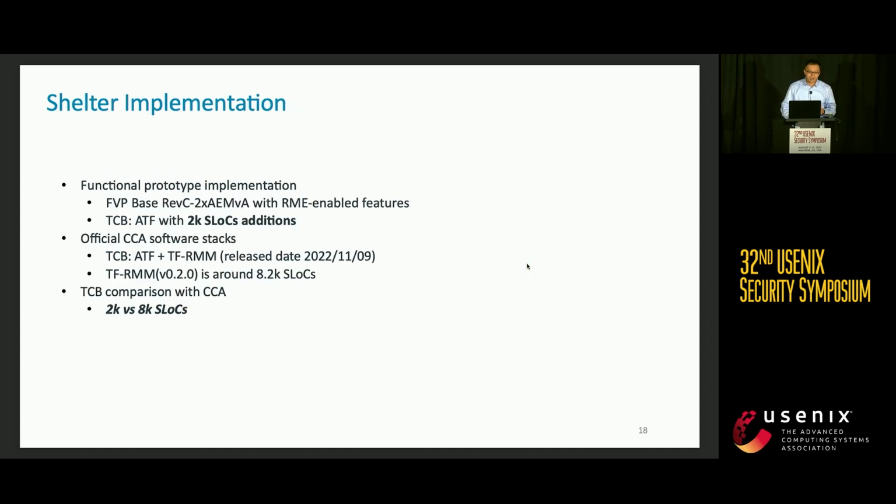And also, we do the implementation for shelter. First of all, we implement shelter on FVP. Okay, basically we are trying to prove the functionality to say that hey, this is feasible. And the TCB for shelter is 2K. Okay? And we also compile CCA, which was released last year, November. So they released the RMM, those kind of modules. CCA is about 8.2K, okay? That's compared to ours, 2K.